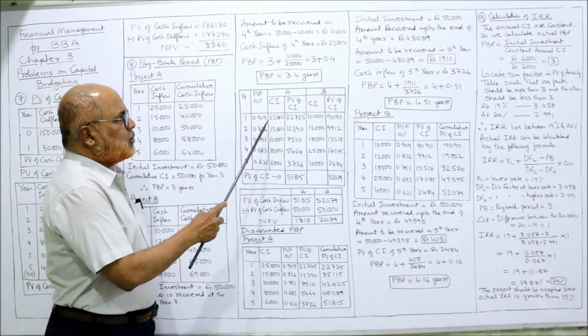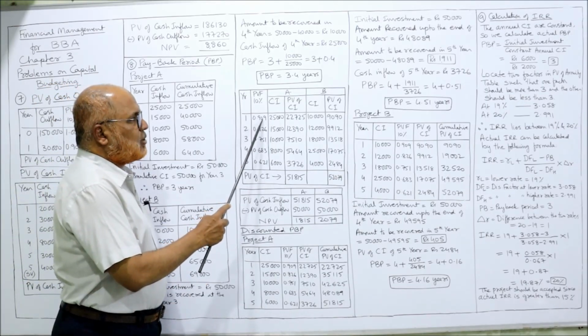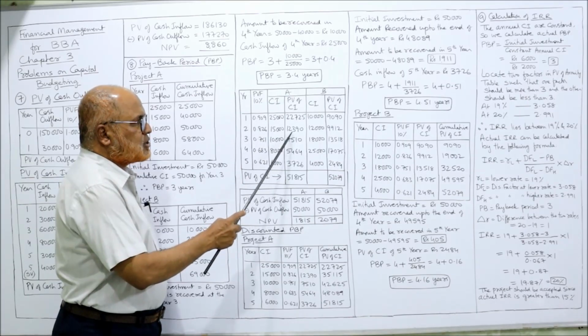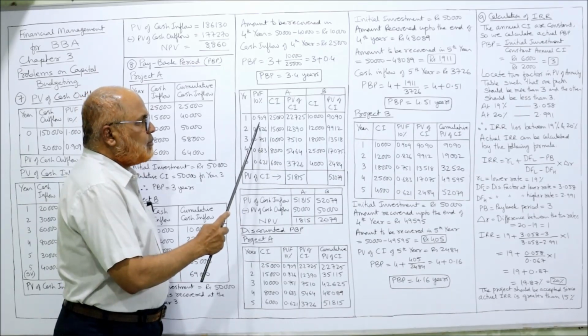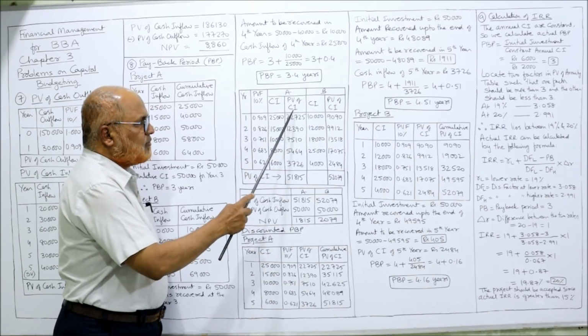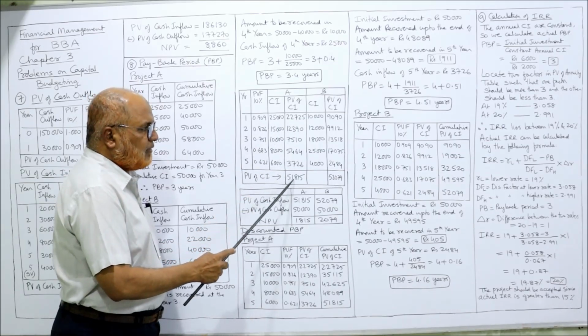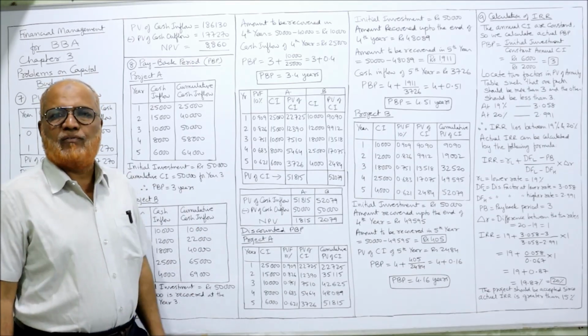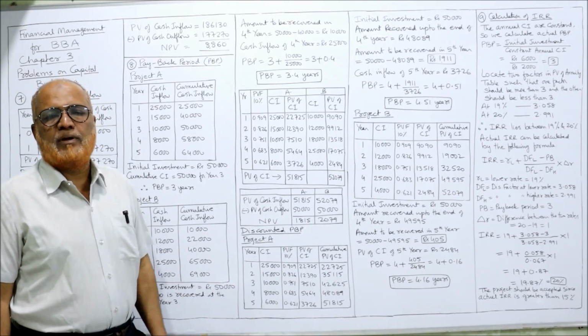Now multiply 25,000 into 0.909, 22,725. 15,000 into 0.826, 12,390. Like this you multiply these PV factors with cash inflow, then total 51,815. That is the PV of cash inflow of project A.